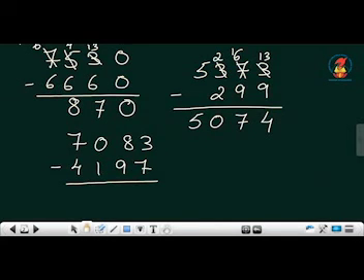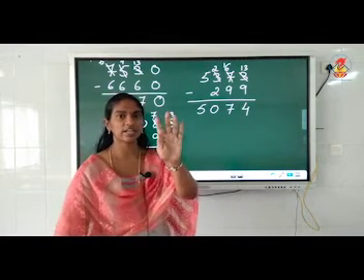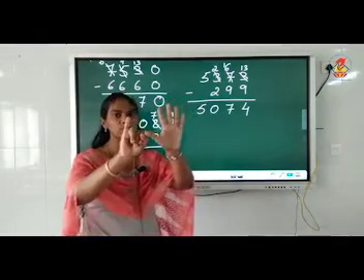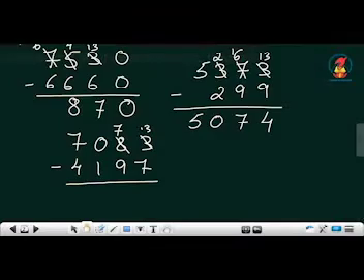Okay. 3 minus 7. Possible? Is 3 minus 7 possible children? No, it is not possible. So, borrow, this becomes 7 and here it becomes 13. Now, 13 minus 7. After 7, 8, 9, 10, 11, 12, 13. How much did you get? 6.